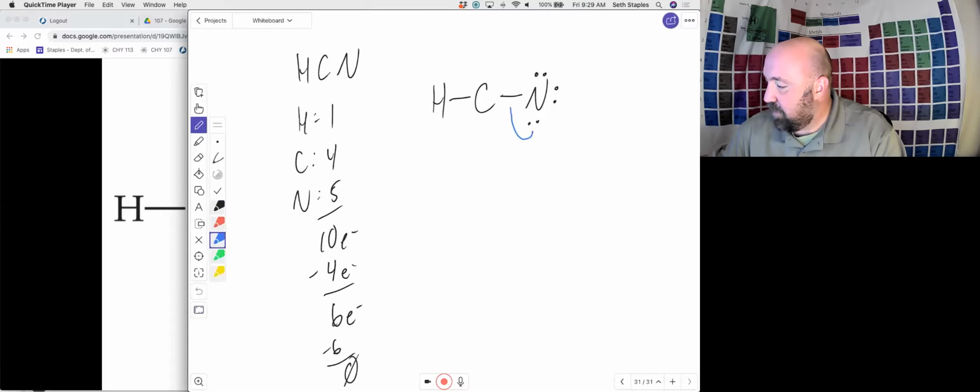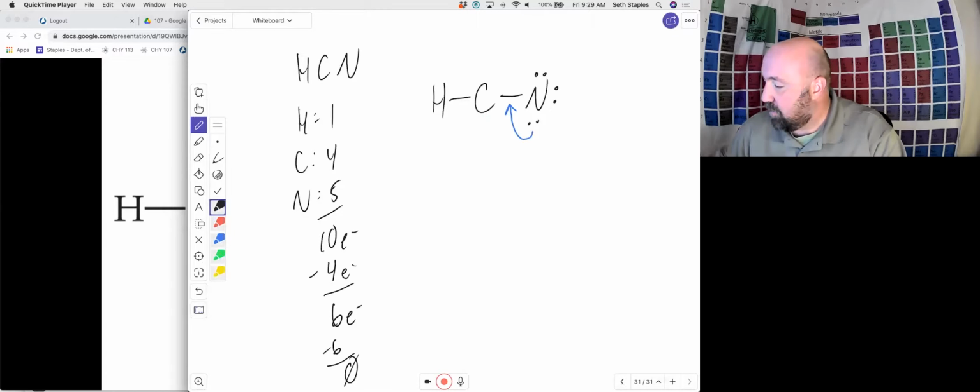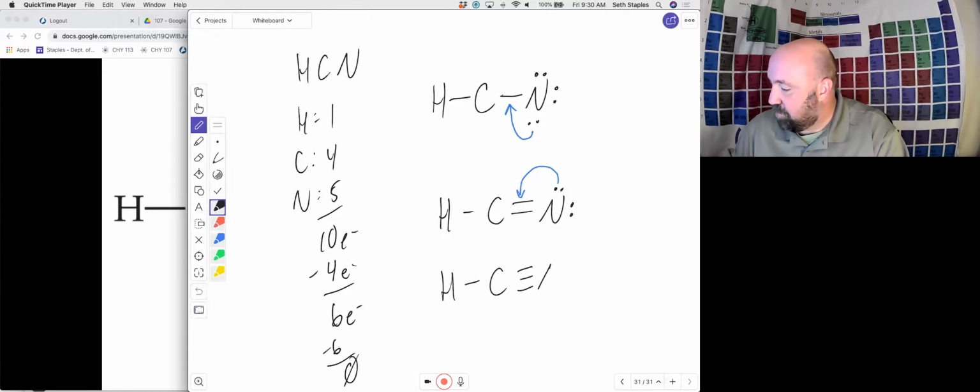And so I'm going to steal this pair of electrons here and put those into an additional bond between the carbon and the nitrogen. So now I have what I call a double bond between carbon and nitrogen. And I still have my 4 electrons around nitrogen, my 4 lone pairs. Now carbon has 2, 4, 6. Still not enough. So I'm going to steal another lone pair to form what I call a triple bond between the 2.